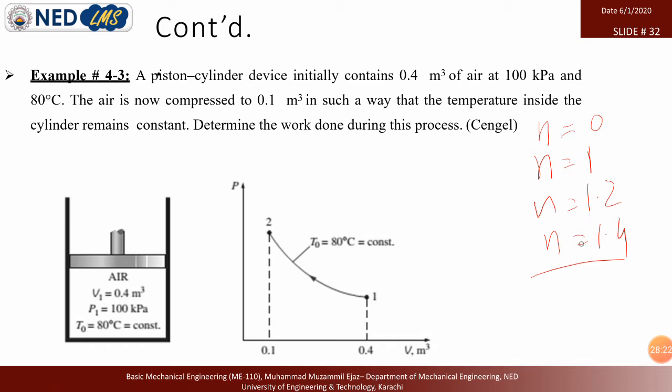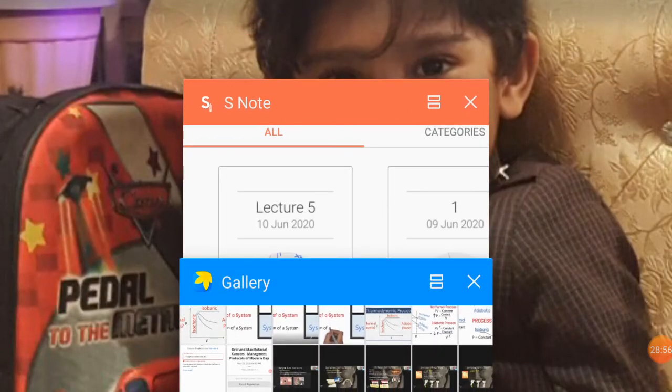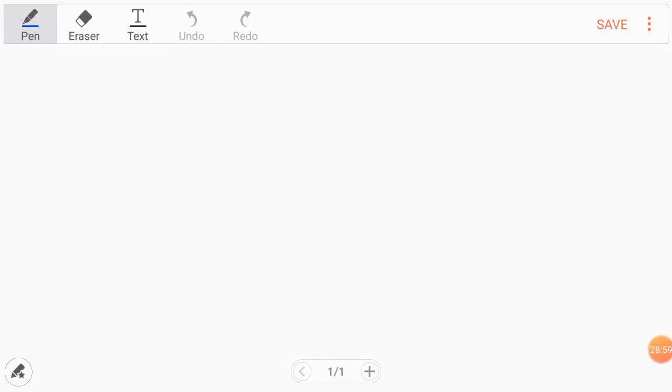So when they don't tell the polytropic index, we can assume n is equal to 1 for the numerical, and we use the equation PV is equal to C. So remember that even in the exam paper, when the numerical does not define the equation or polytropic index, we take n is equal to 1. So let's solve this numerical. And make a new note.